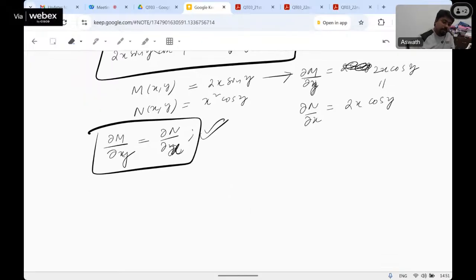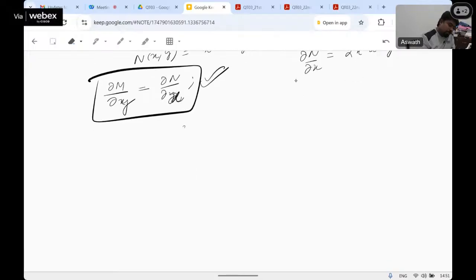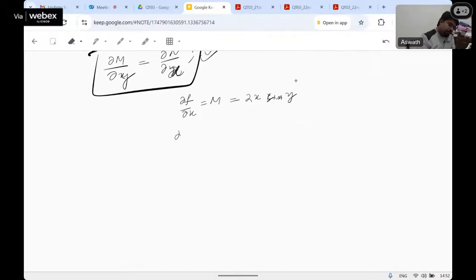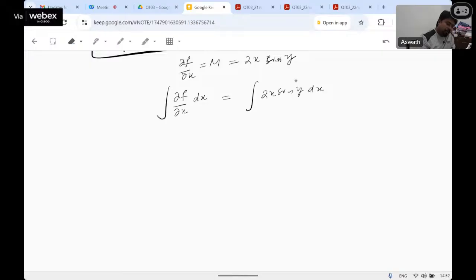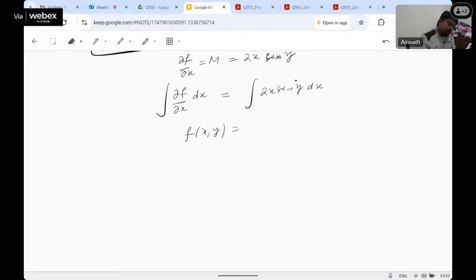Okay, when this is satisfied, what I can show is df by dx is 2x sin y. Okay, what I can show is that the integration of df by dx is equal to the integration of 2x sin y dx. If you do this integration on the left, I'll get f of x comma y is equal to 2x square by 2 sin y, plus some constant I want to add.